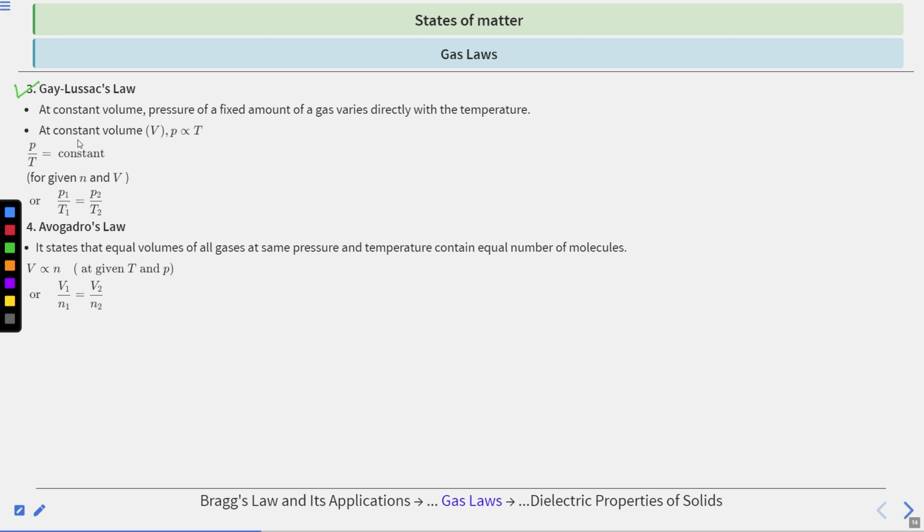Third is Gay-Lussac's law. At constant volume, the pressure of a fixed amount of gas varies directly with the temperature. That is, P is directly proportional to T, or P by T equals constant, or we can write P1 upon T1 equals P2 upon T2. Fourth, Avogadro's law. It states equal volumes of gases at the same pressure and temperature contain an equal number of molecules. That is, V is directly proportional to n, or we can write V1 upon n1 equals V2 upon n2.